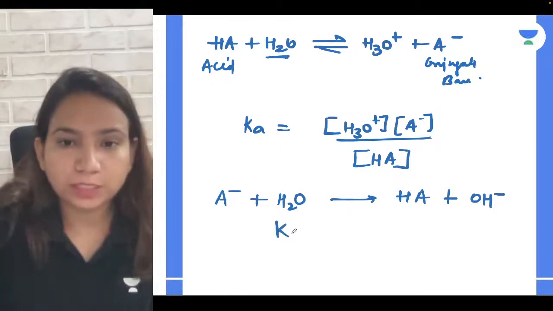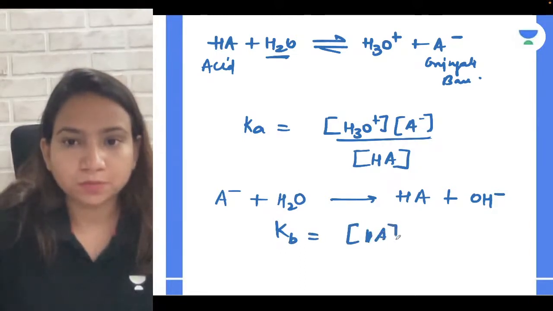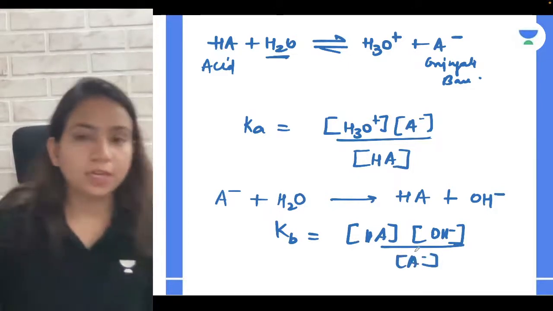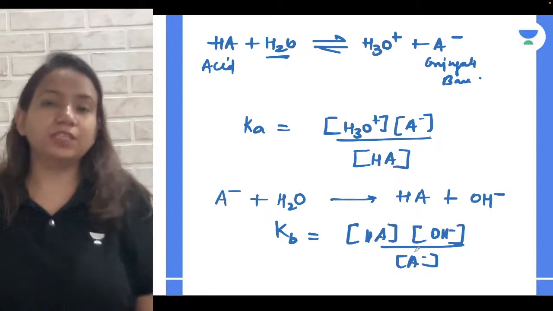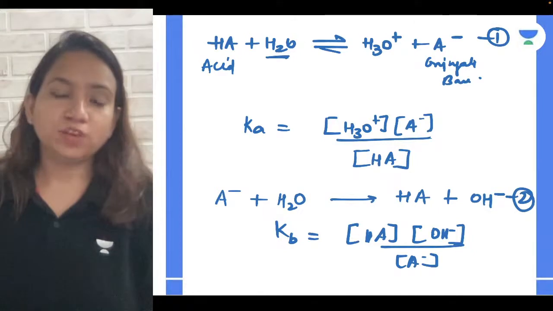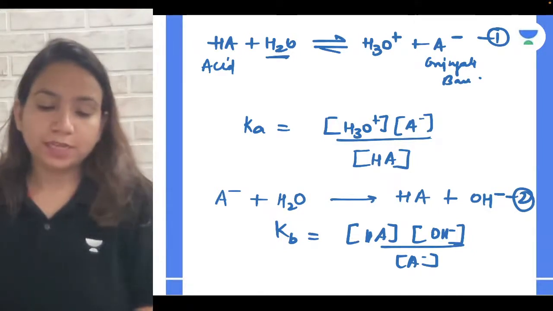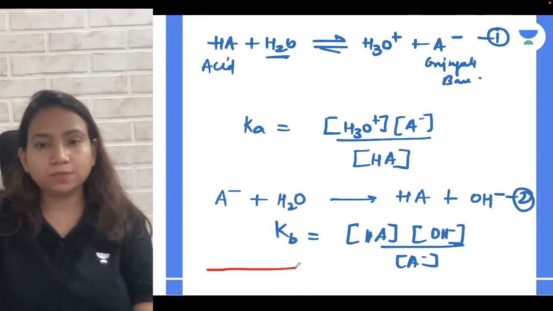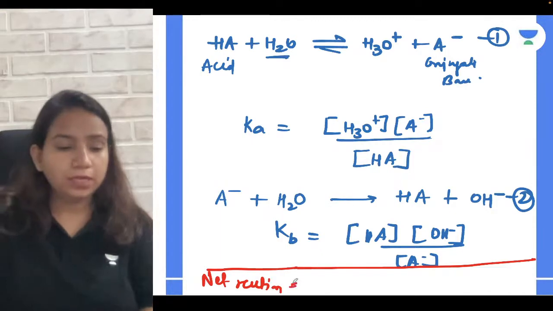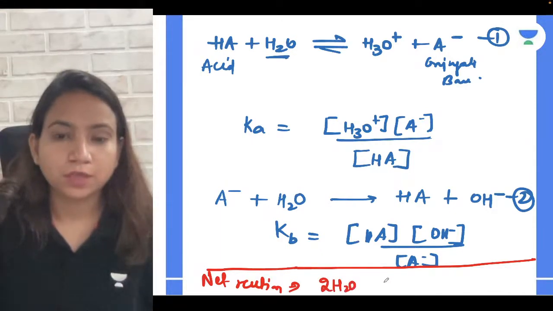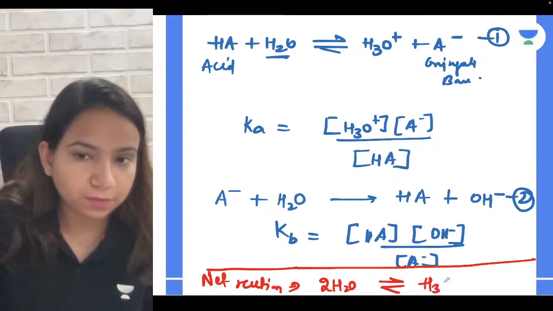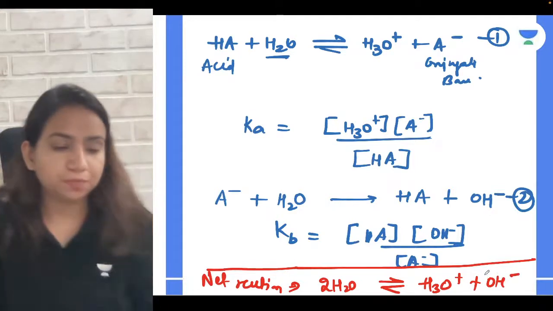So can I write what will be the Kb? Kb will be HA concentration, OH minus ion concentration, divided by A minus concentration. Correct? Very good. So if you want to write the net reaction using reactions 1 and 2, what will the net reaction be? It's very simple. Net reaction will be 2 water molecules give hydronium ion plus OH minus ion.